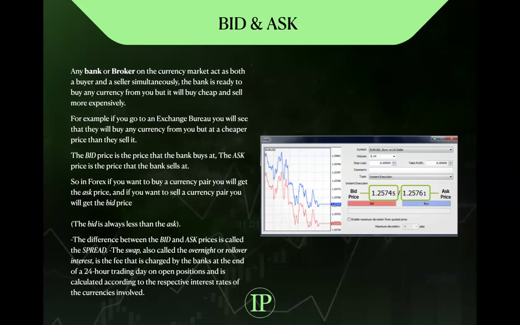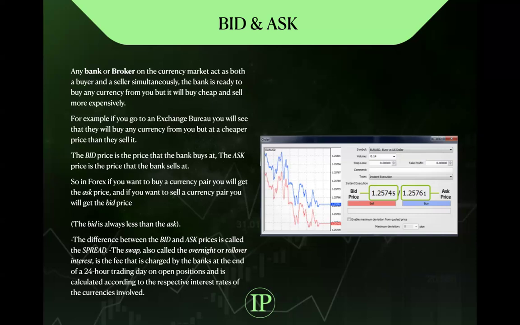Okay, so in Forex, right, you want to buy a currency pair, you will get the ask price, okay? If you want to buy, that means they are selling it to you, you will be buying it at the ask price, okay? And if you want to sell, you will get the bid price, basically, okay? So there's always that amount difference. There's always going to be a slight difference, and that is their commission.